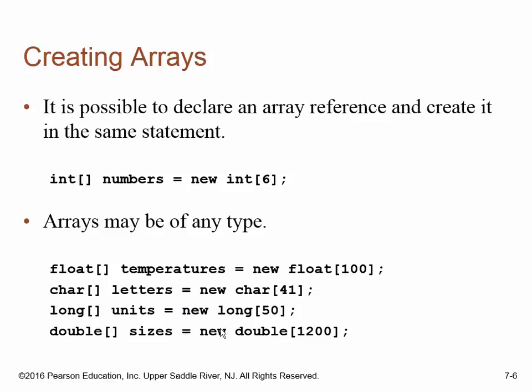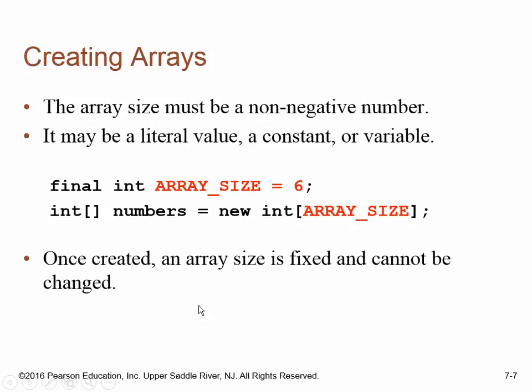So again, you can have arrays of any type. The array size must be non-negative. It may be a literal value, it can be a constant, or it can be a variable. So here's an example of creating a constant, and then creating an array of that constant size. Here's the key point, though. As we've already discussed, because arrays are early bound, once you create an array, the size is fixed and it cannot be changed.